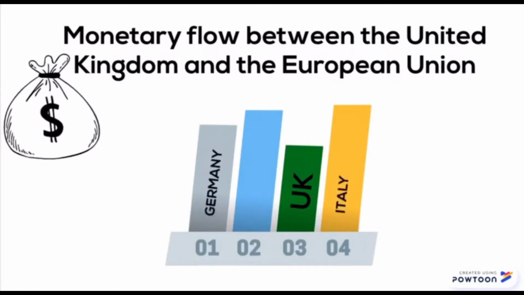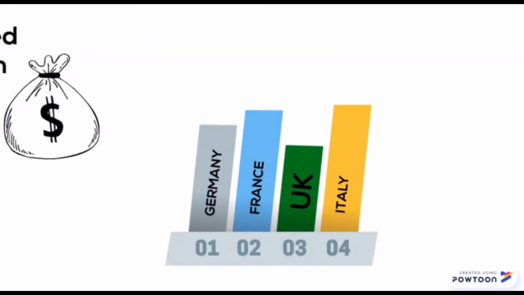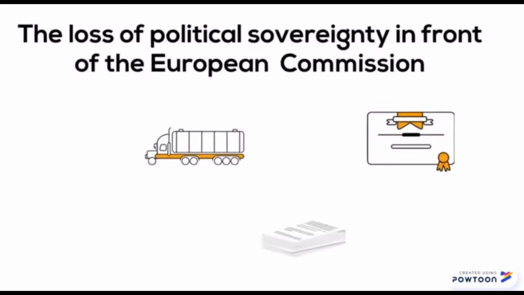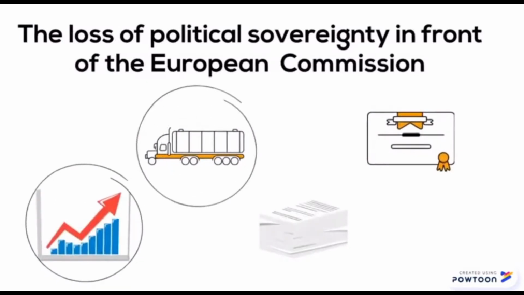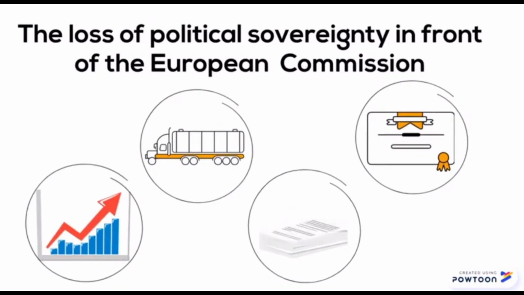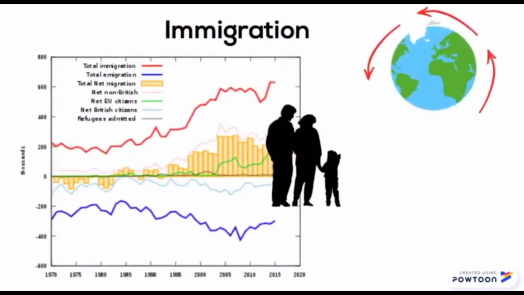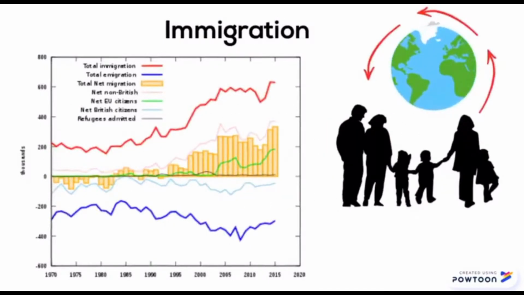The United Kingdom is the third largest European country that contributes here. The British want to regain control and not abide by the laws of Brussels. Many people have gone to the United Kingdom due to the critical situation of other countries.